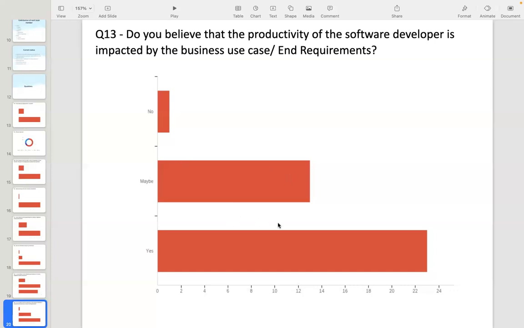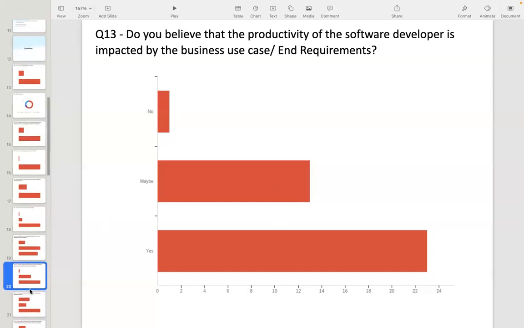We also have textual responses for this, where they explain why they think that. We are yet to analyze those textual responses. We'll do that for phase 3, where we'll generate a word cloud and get a better understanding of why they selected the maybe option and not the yes option.